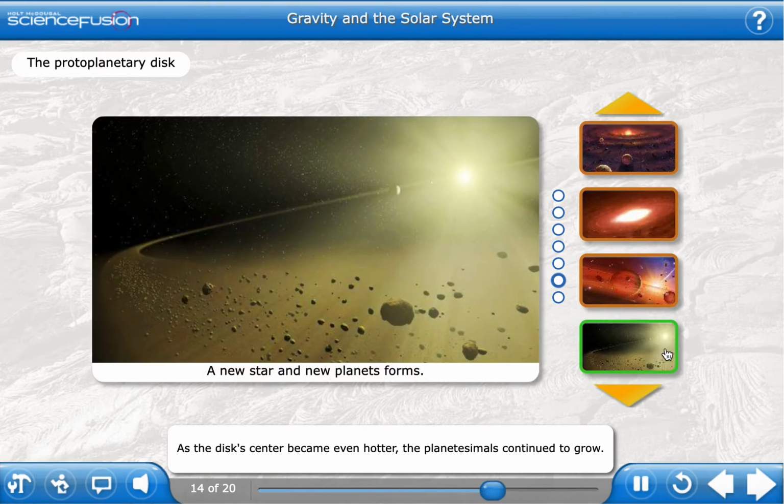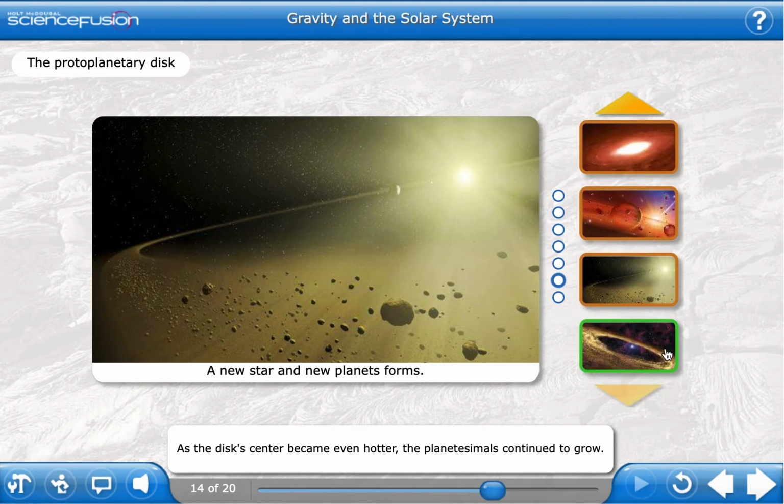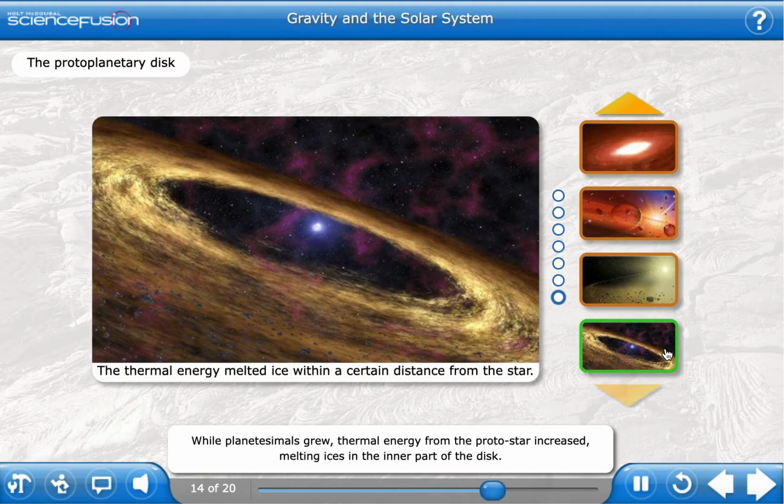As the disk's center became even hotter, the planetesimals continued to grow. While planetesimals grew, thermal energy from the protostar increased, melting ices in the inner part of the disk. This was the beginning of the inner solar system, the terrestrial planets, and the outer solar system, the gas giants.